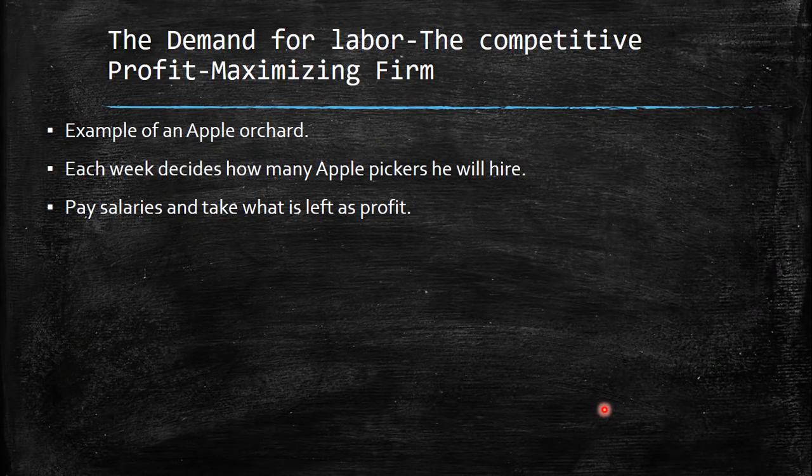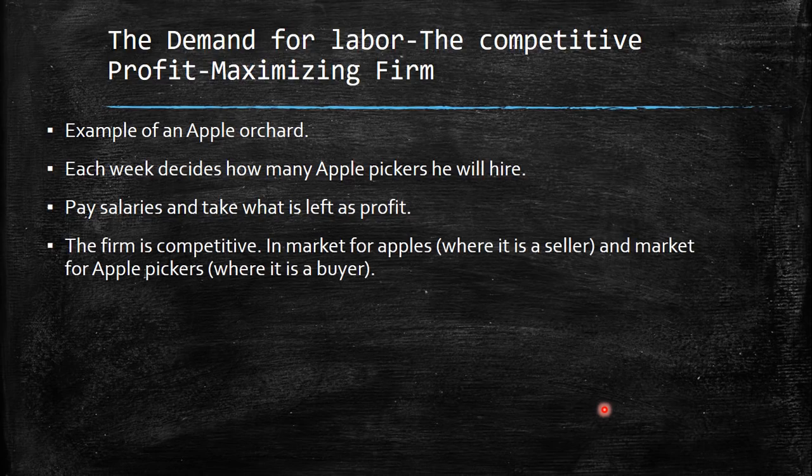So profit is total revenue minus total cost, which includes the number of workers times the wage that he will pay. Then remember that we are talking here about a firm that is competitive. So in the market for apples it is a seller, and in the market for apple pickers it is a buyer. So it's what I tried to say before, that at that time the demand for labor is given by the producer and the supply by the workers. Then it's a price taker.